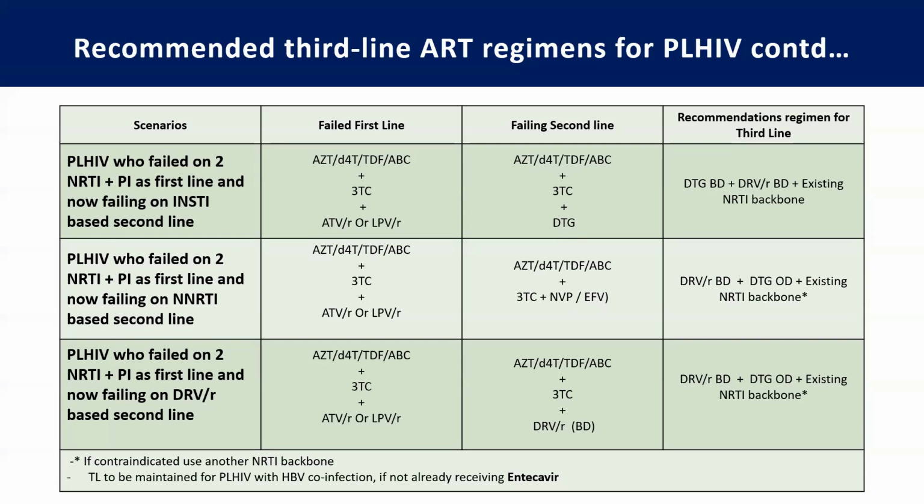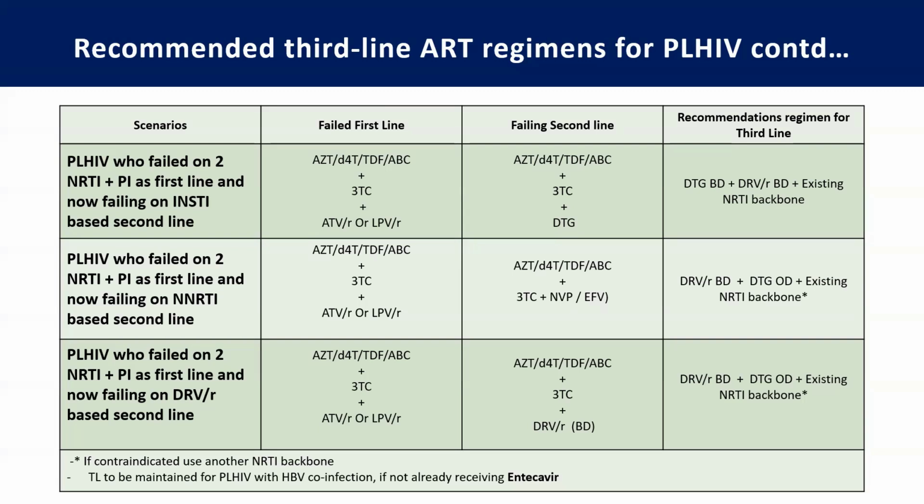So, here in the third line, it will be DRVR BD plus DTG OD because patient has never been exposed to INSTI or DTG till now. So DTG dose is OD in third line with the existing NRTI backbone. And then we have a scenario where a PLHIV failed on 2 NRTI plus PI as first line and now failing on DRVR based second line.